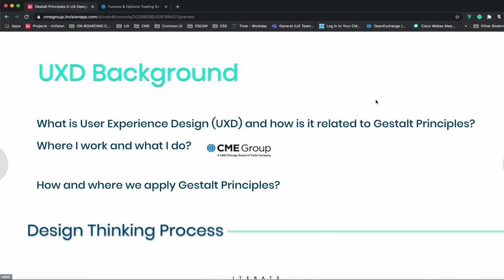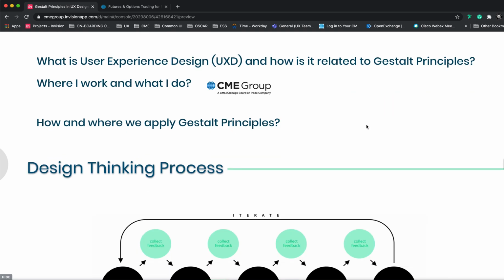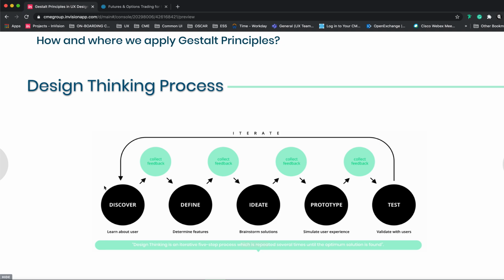So how and where we apply Gestalt principles. The how part, we'll run through in a few minutes, all the principles that were listed in the intro. And where we apply Gestalt principles, we start with the design thinking process, and that's this 5-step iterative process. We start with discover, define, ideate, prototype, and then we test. This is a process in the design world and research world where we collect feedback pretty much in every step. And we apply those Gestalt laws or principles pretty much in every step.